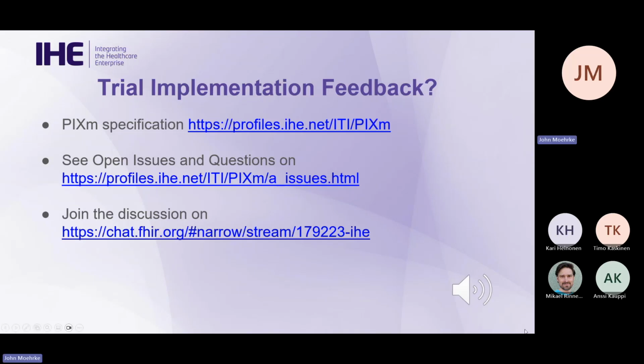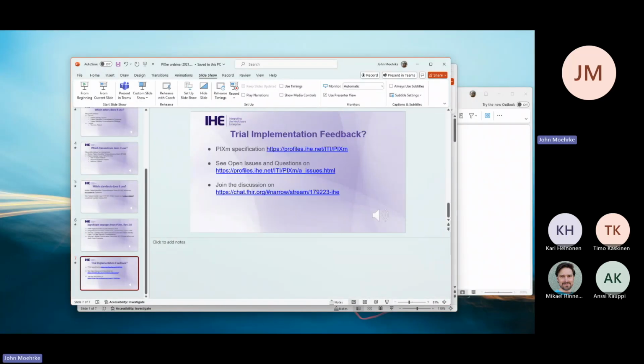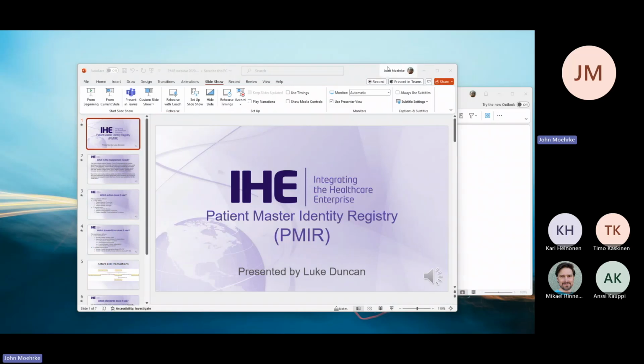So that's the PIXm. And at this point, are there questions about PDQm or PIXm? I'm going to somewhat cover them a little bit more in the PMIR, but PMIR is a shift away from those fundamental client-server use cases.